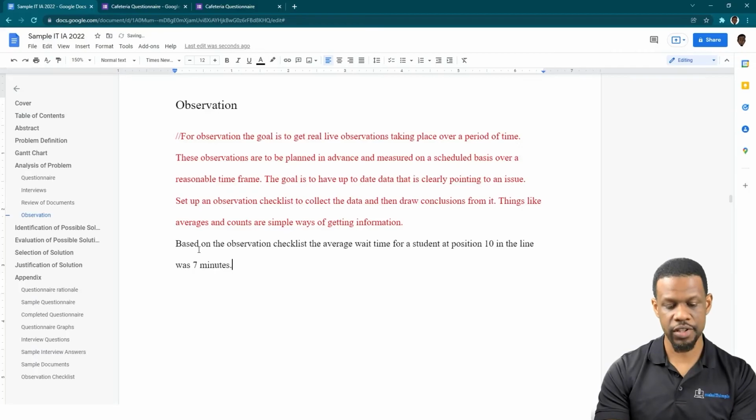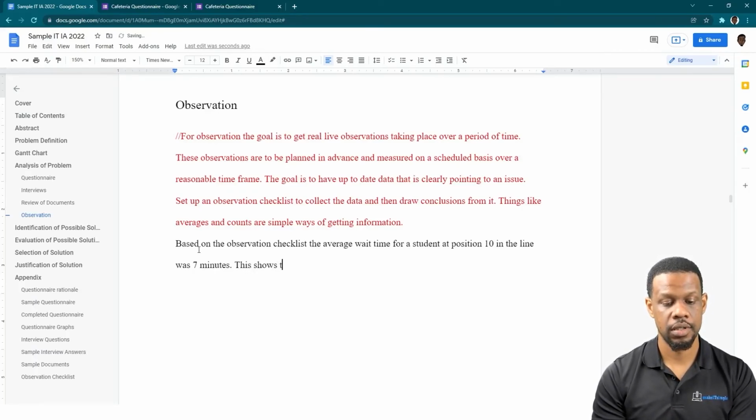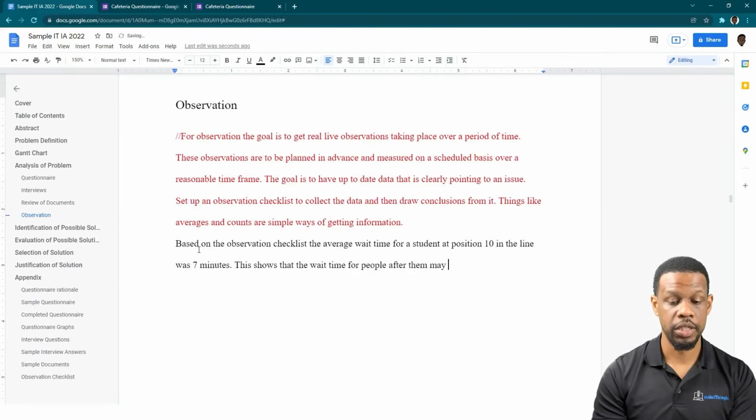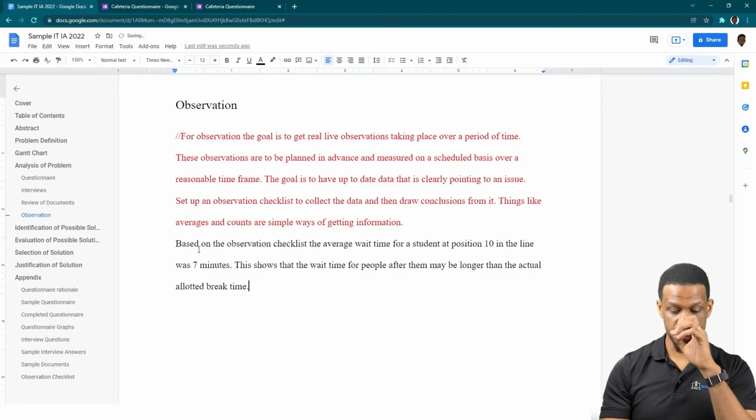You calculate the average. This shows that the wait time for people after them may be longer than the actual allotted break time. Alright, that's a nice conclusion to draw.